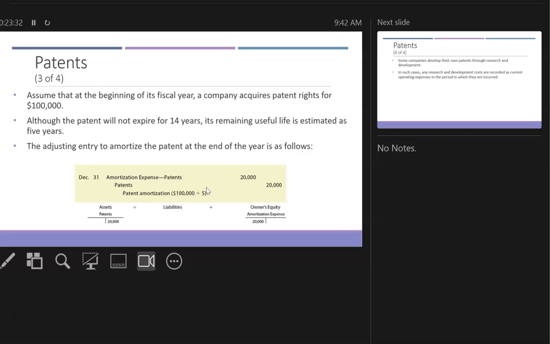Assume at the beginning of a fiscal year that a company acquires patent rights for $100,000. Although the patent will not expire for 14 years, its useful life is estimated at 5 years. So we report the adjusting entry over 5 years. Even though the patent may continue for a period of time, it's up to the company to determine how useful that patent is going to be.